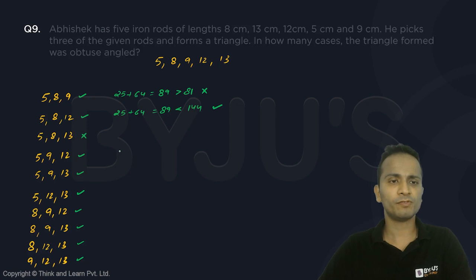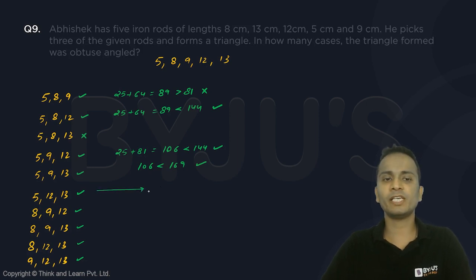Next, 5, 9, 12. So 25 plus 81, which is equal to 106. It is also less than 144. So again, an obtuse angle triangle will be there. Then 5, 9, 13: 5 square plus 9 square, again 106, which is less than 169, so obtuse angle triangle, yes. 5 square plus 12 square equals 13 square. I can see that this is a Pythagorean triplet, so this case will make a right angle triangle. 5, 12, 13 is a Pythagorean triplet, so it is definitely rejected.